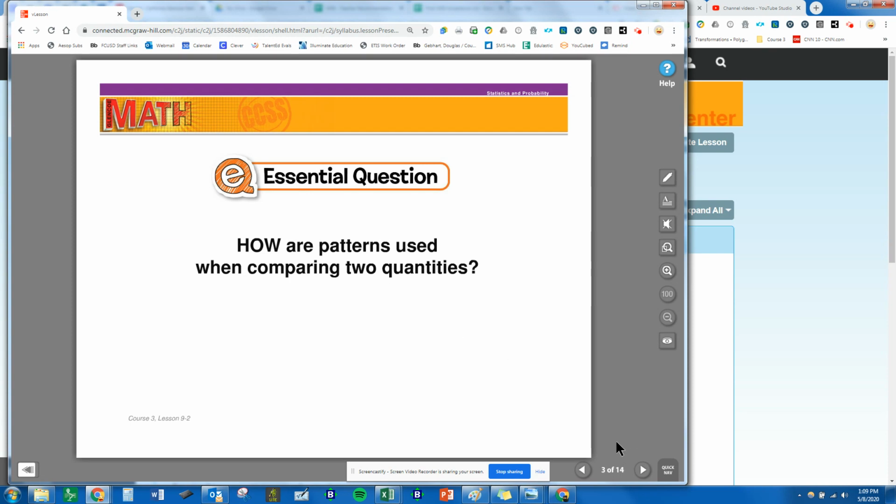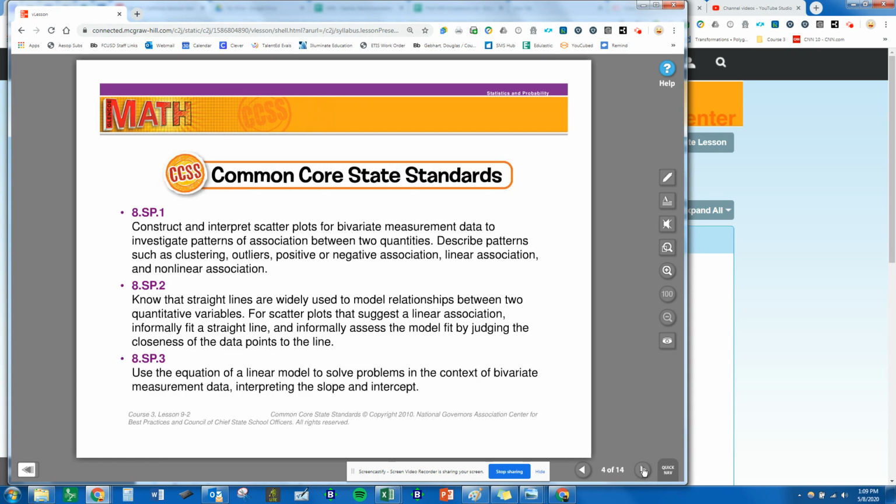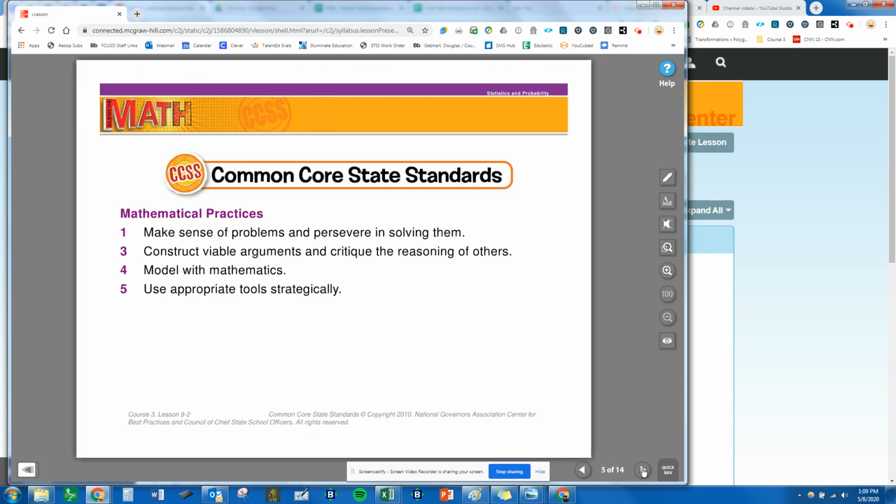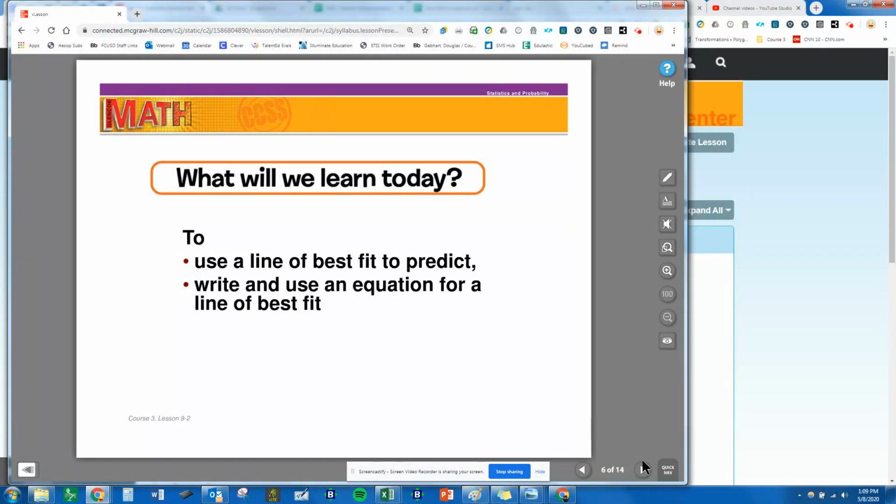How are patterns used? We're continuing to explore this idea. How are patterns used when comparing two quantities? Well, here's our standards. We'll jump over this. Still, one of our focuses in 8th grade, and you're going to explore this idea a lot more next year. This year, we're learning just the informal method of forming a line of best fit. So, let's get into it.